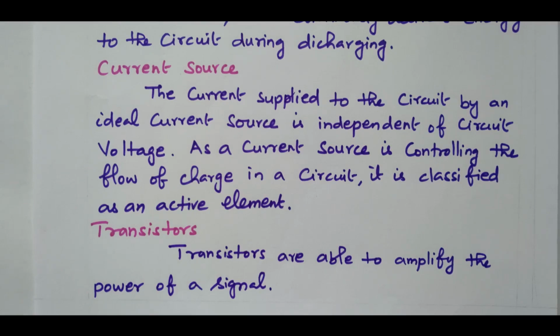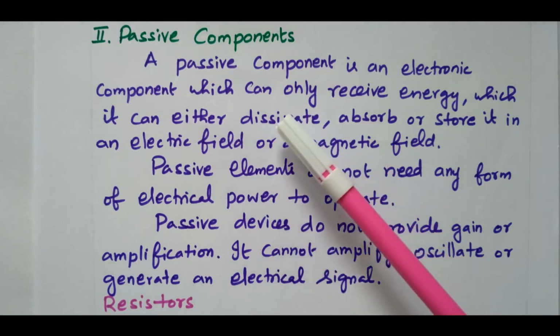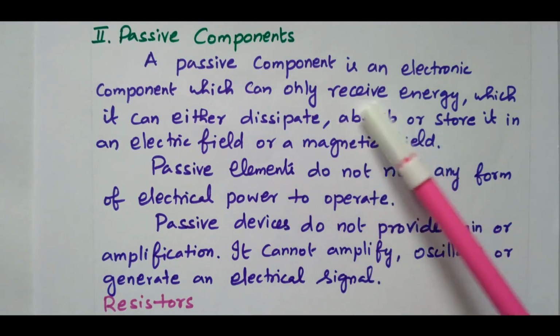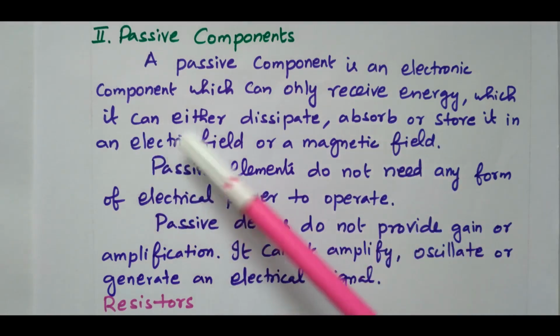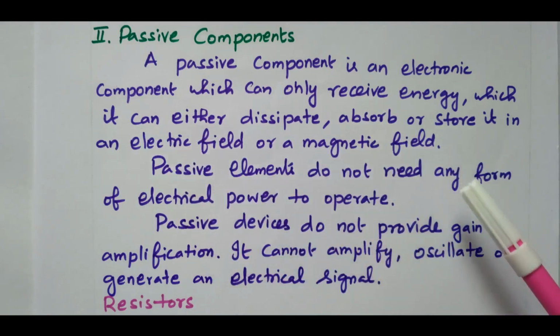Now we'll see the passive elements. A passive component is an electronic component which can only receive energy. Active component means it delivers the energy; here it receives energy. It can be either dissipated or absorbed, or stored in the form of either an electric field or a magnetic field. In the previous active component, it delivers the energy. Here it receives the energy.